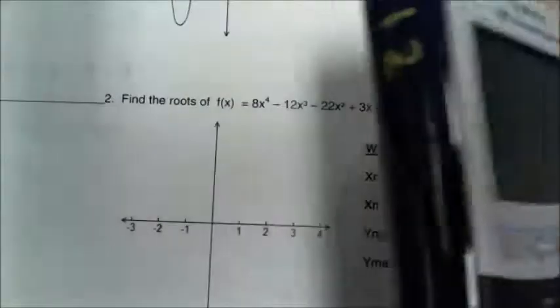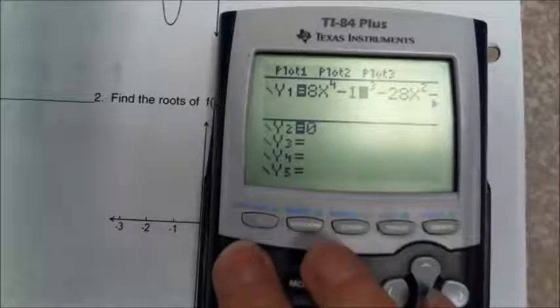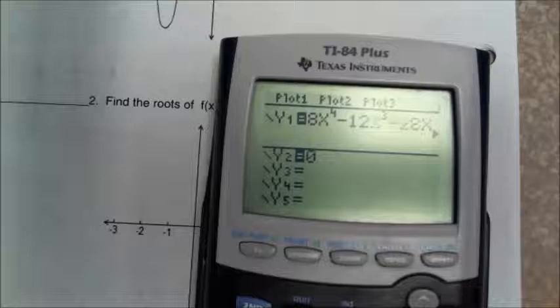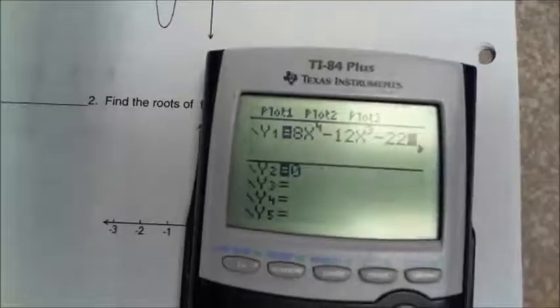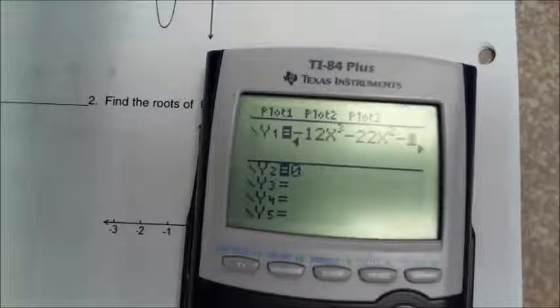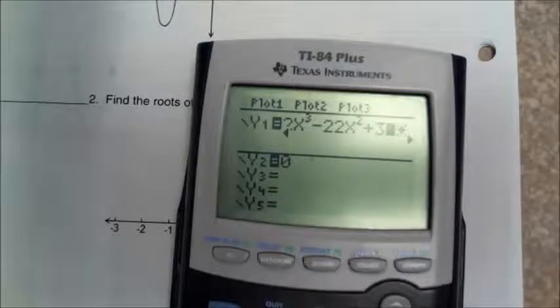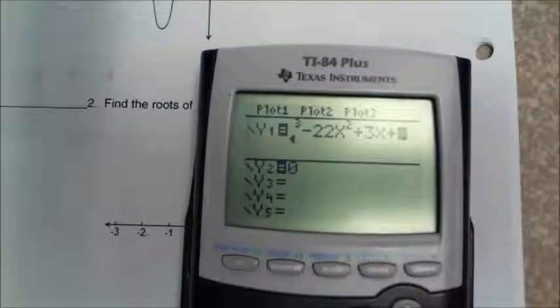So this is 8x to the 4th, and then it's minus 12x to the 3rd, minus 22x squared, plus 3x, plus 5. So hopefully I got that in right.